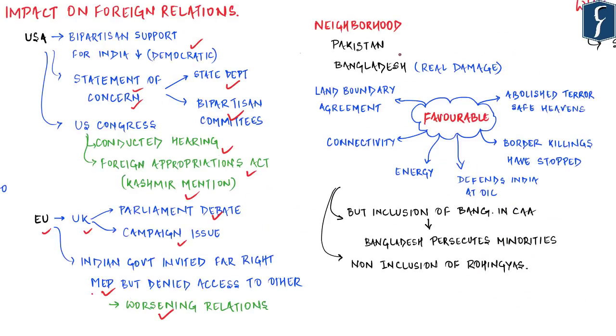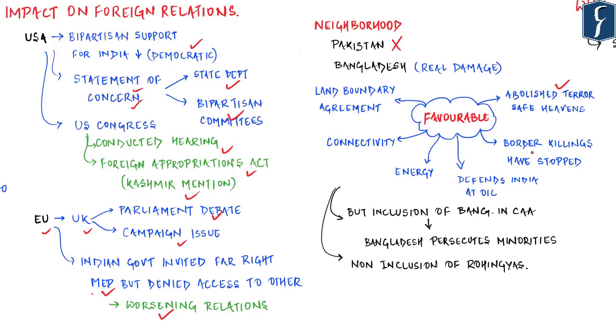Now, as far as the relationship with the neighborhood is concerned, Pakistan has obviously raised a lot of questions on the Citizenship Amendment Act as well as on the abrogation of Article 370 and NRC. But that is not so much of a concern as we anyways have very bad relationships with Pakistan. But the author emphasizes the worsening relationship with Bangladesh, especially given that the Bangladesh government led by Sheikh Hasina has been so favorable to India. And that is where the real damage lies. If we analyze the relationship with Bangladesh under the current regime, we have had abolition of terror safe havens which were creating a lot of trouble in our northeast.